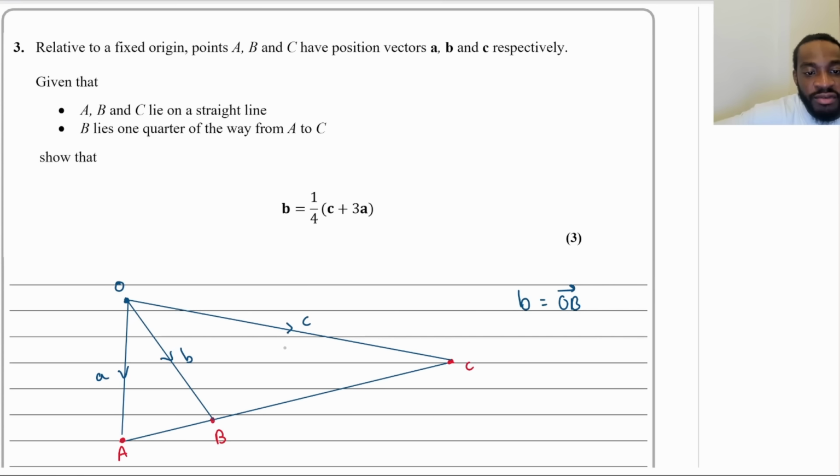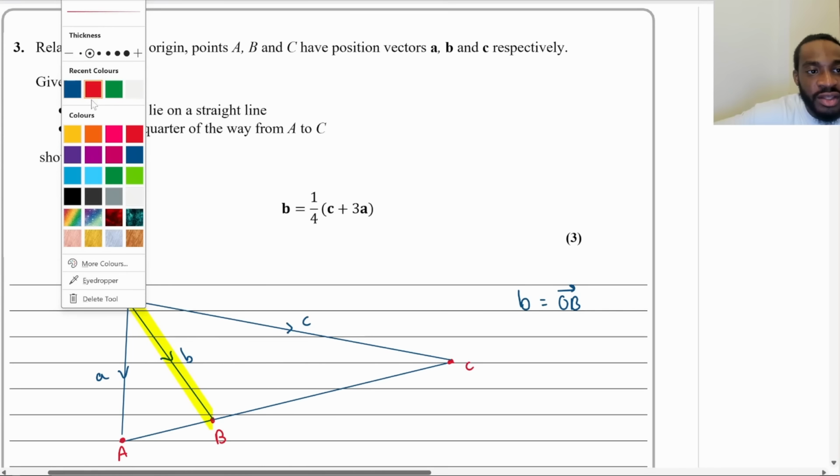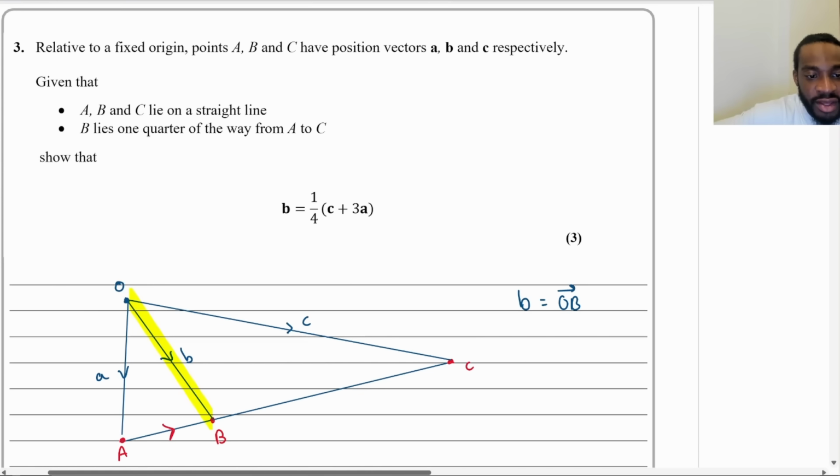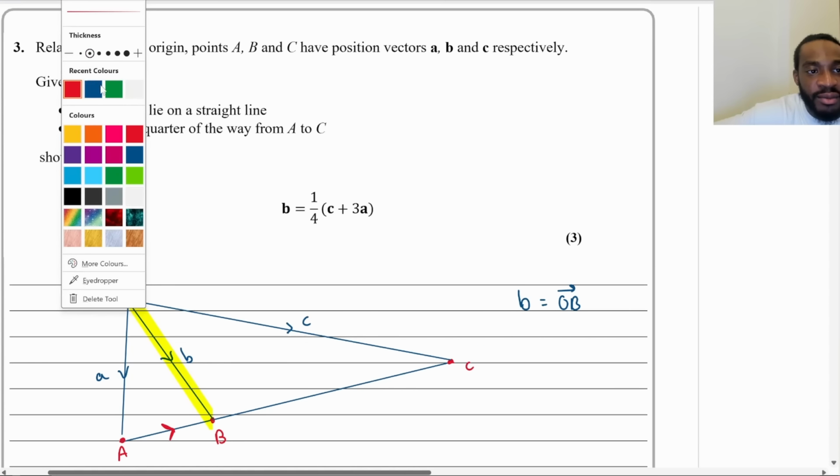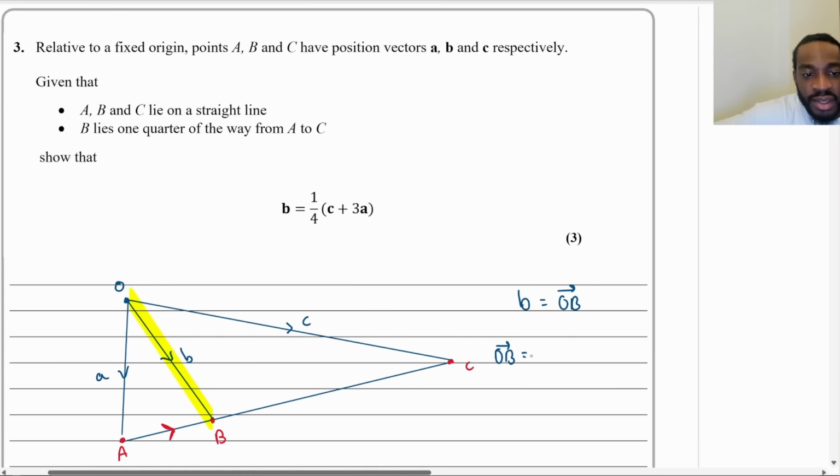Okay, we want to figure out what O to B is. So this vector right here, we want to show it is, I should say. What is that? Well, how could you go about showing that? Well, when I look at it, if I was to do this, right there, then just from the diagram, we can see quite clearly that O to B is equal to O to A plus A to B. Okay. So we just need to find out what both of these are, and we're done.